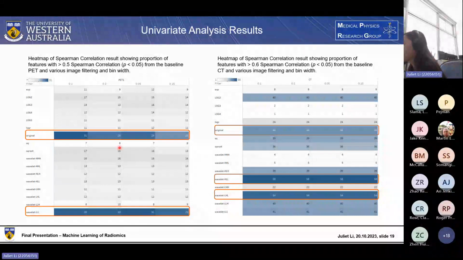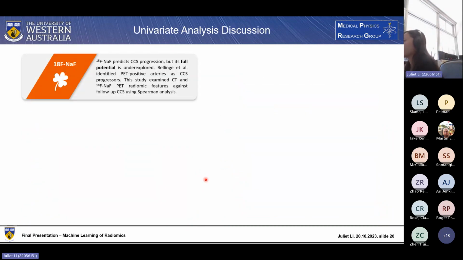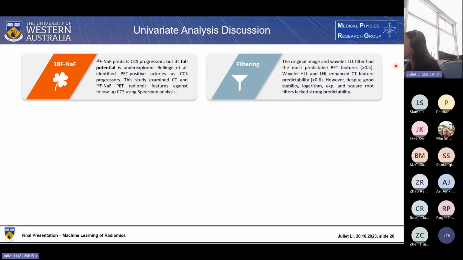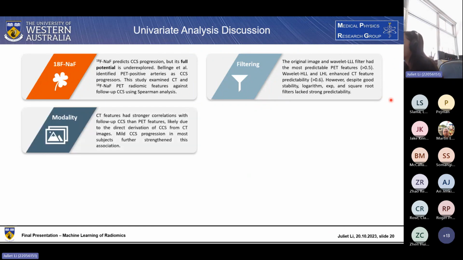We can also see, similar to our stability study, that the bandwidth change did not change the feature predictability by much compared with the application of image filtering. There was a study using the same cohort, but only using tissue background ratio, that showed the radiomics from sodium fluoride is good for predicting calcium progression. But in this study, we explore the full potential of all radiomics features. This is a finding I mentioned before: the filters enhance the amount of predictive features.